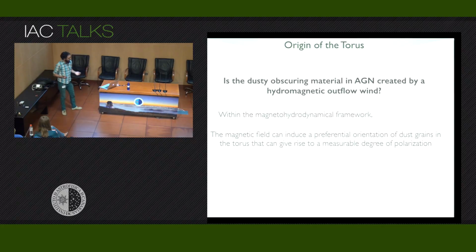So the question is: is the dusty obscuring material in AGN created by this hydromagnetic outflow wind? If yes, then the dust grains should be aligned by this magnetic field where the clouds are confined. If this is true, then we should detect some degree of polarization that can give us information about the magnetic field geometry and the magnetic field strength.